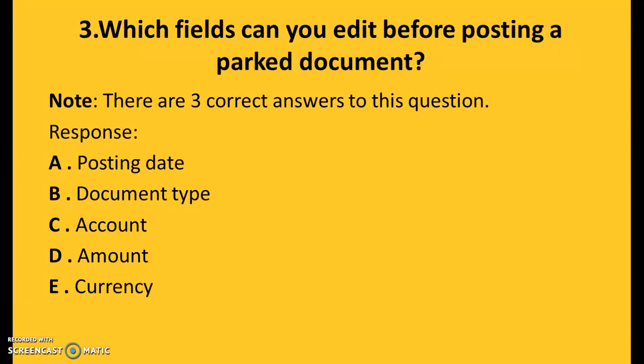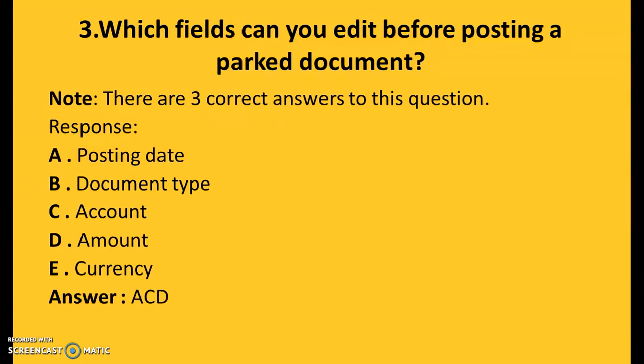Which fields can you edit before posting a parked document? There are three correct answers for this: the posting date, document type, account, amount, and currency. You need to put down three correct answers on your paper. Now the answers are A, C, and D. Posting date, document type, account, and amount. These are the three things that we can edit before posting the parked document.